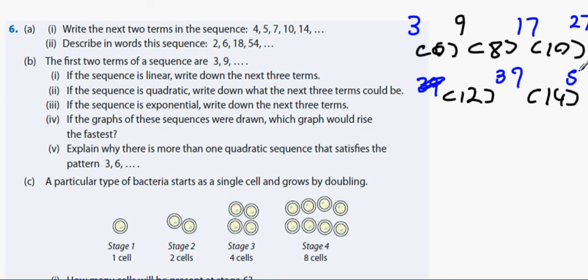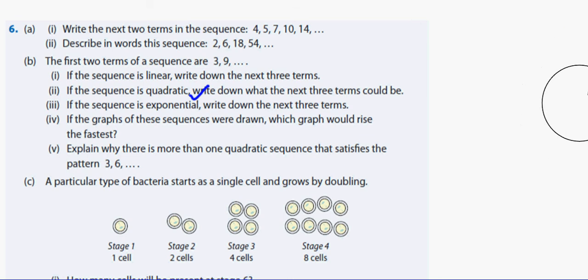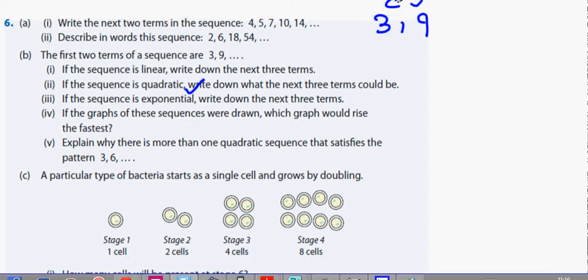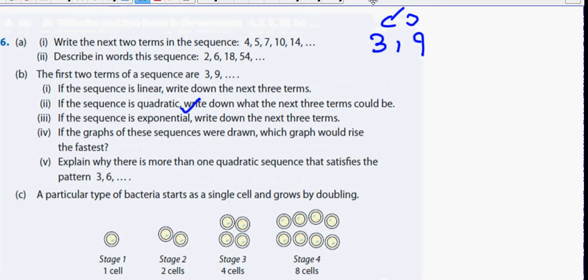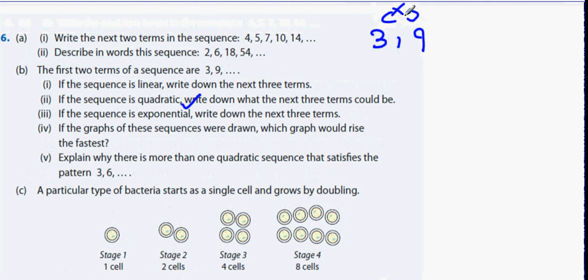Now if the series is exponential, write down the next 3 terms. When a series is exponential, it means it's getting multiplied by a fixed number, so for instance 3 to 9 gets multiplied by 3. Okay, multiplied by 3. So this means the next is going to be 27, the one after that will be 81, and then the one after that will be 243. Again multiplied by 3 each time.